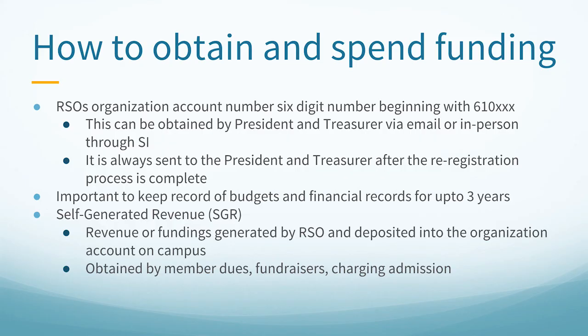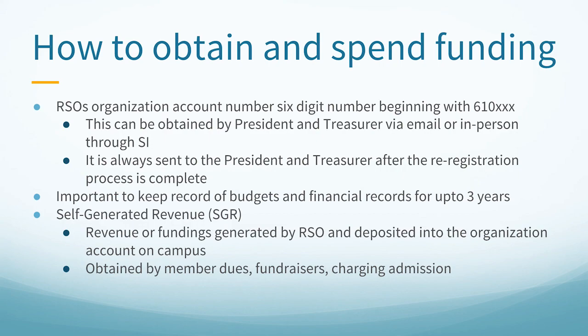Organizations who are RSOs have access to an organization account on campus. This is the 6-digit number beginning with 610 followed by 3 other numbers that is assigned to your organization. This number can be obtained by the president and the treasurer of the organization through Student Involvement via email or in person. This number is always sent to the president and treasurer by the RSO lead team at the end of every registration period. It is good to keep this email for record purposes.